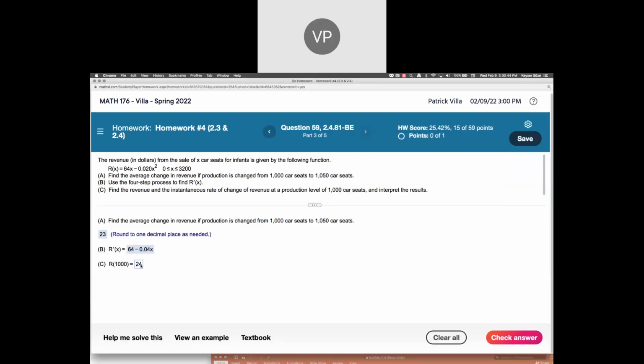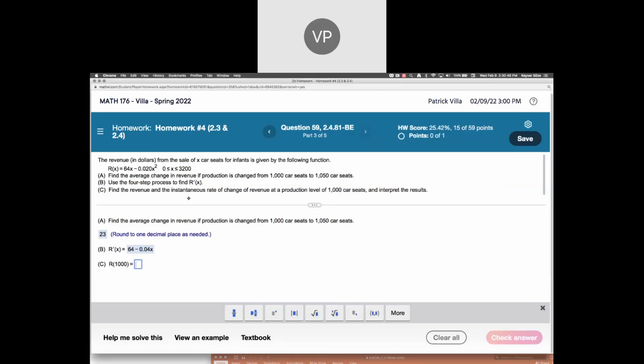They're not asking for r prime. They're asking for r of 1,000. So we already did this earlier. What's r of 1,000? We've got to go to this original function right here and plug 1,000 into this function. So not the derivative, and it's a subtle difference. You'll probably make that mistake just like I did, so don't feel bad.